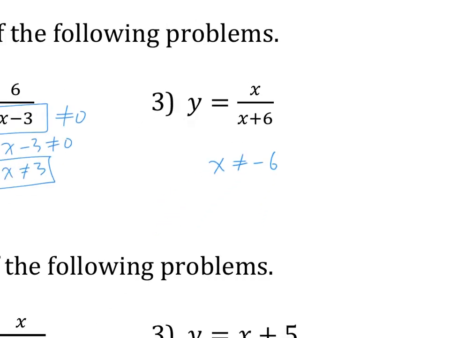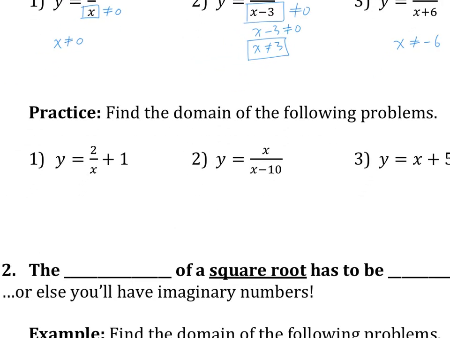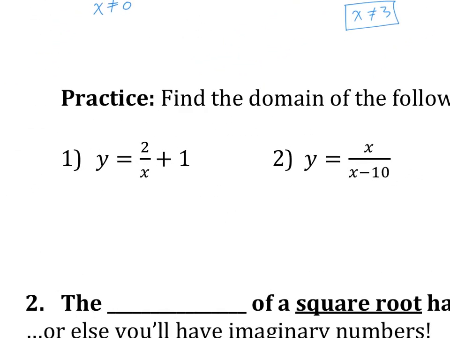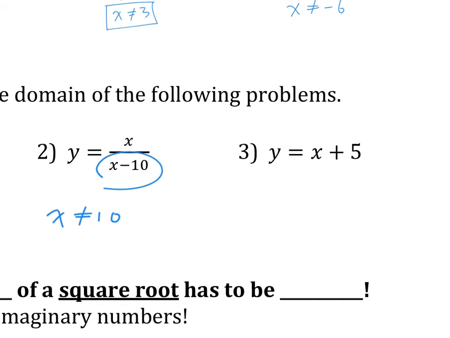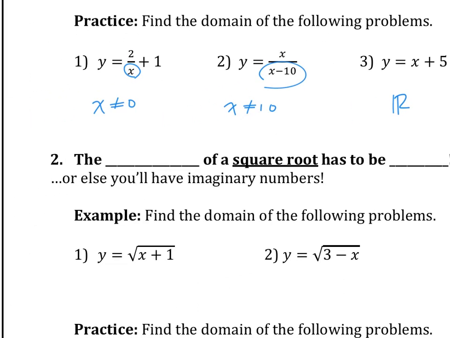All right, let's have you guys practice the next 3. Okay, number 1, there's only one denominator right here, so x can't be 0. Number 2, x can't be 10, just like the previous ones. Number 3, there is no denominator, so this is all real numbers. It's just a linear line, and that means everything works. So please be careful with not just making anything you see not equal to 0.